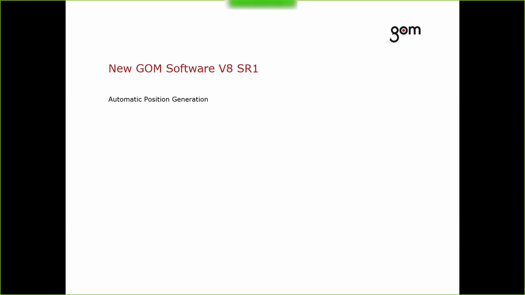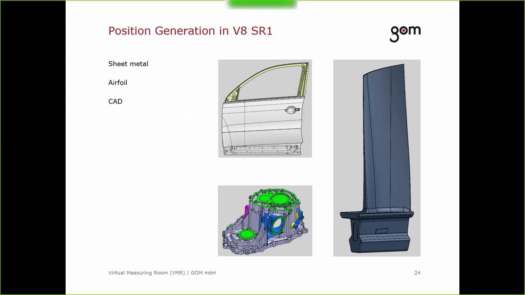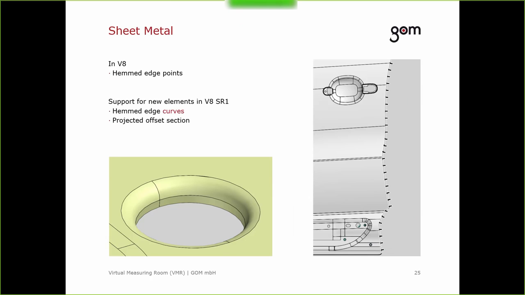Let us start with the next topic, the automatic position computation. In the V8, it was already possible to automatically create measurement positions for gray value features, surface points, and hemmed edge points. To optimize the path was also possible. For the V8 SR1, we focused on sheet metal, airfoil, and cut.